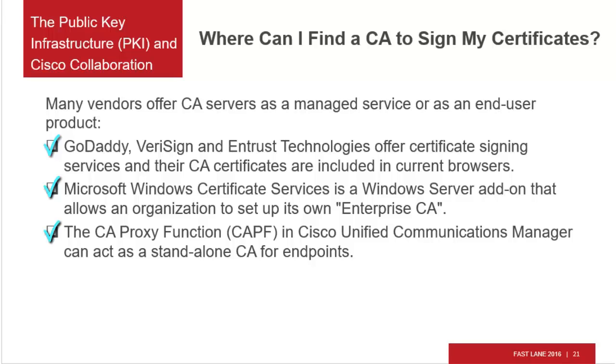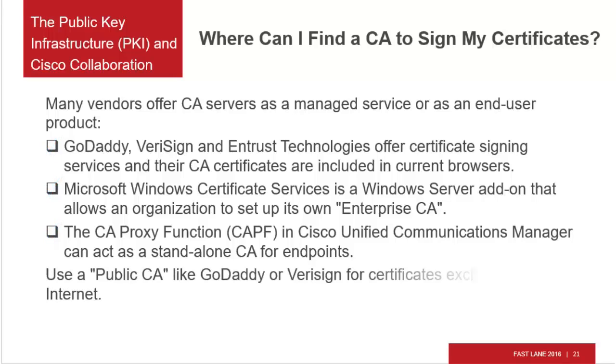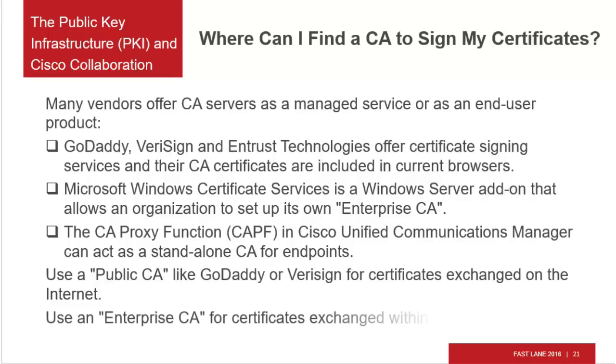The CA proxy function, CAPF, in Cisco Unified Communications Manager can act as a standalone CA for endpoints. We need to turn this service on if we want to enable secure encrypted communications for our deployment. Have you heard the term CAPF enrolled? Use a public CA like GoDaddy or VeriSign for certificates exchanged on the Internet. Use an enterprise CA for certificates exchanged within your enterprise.